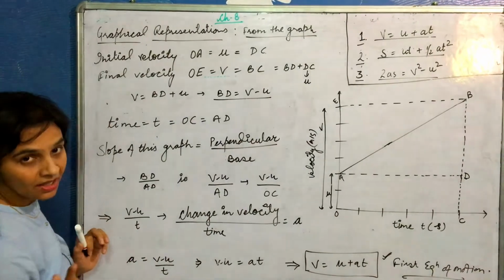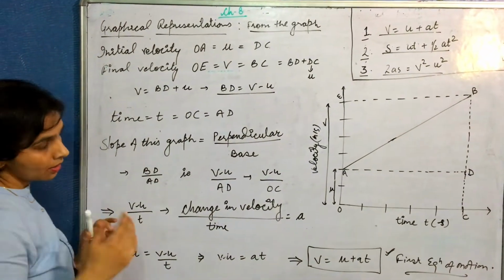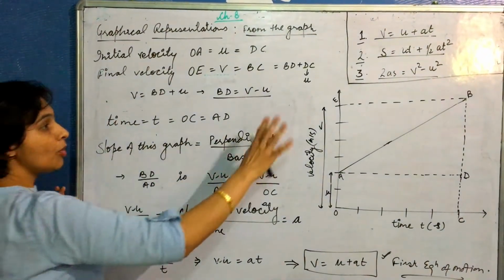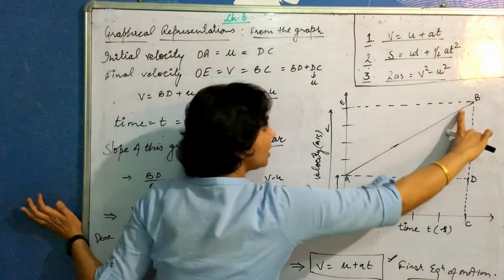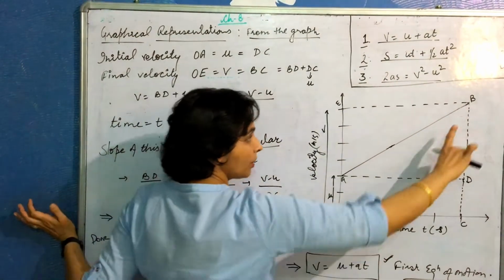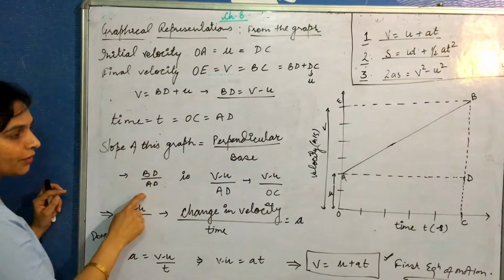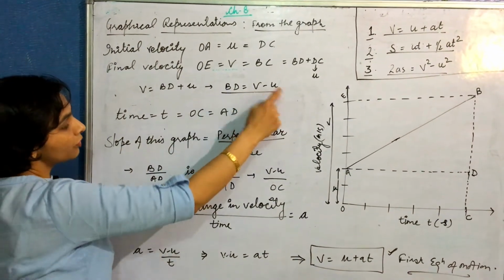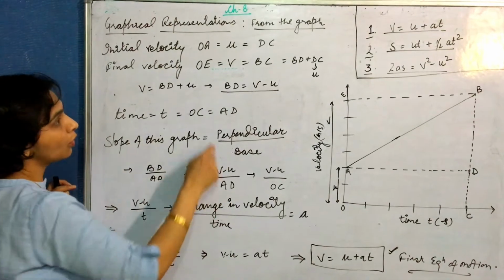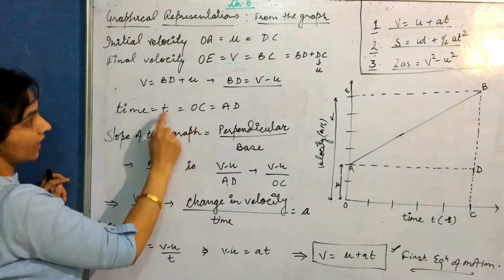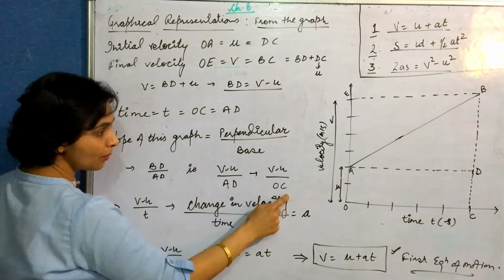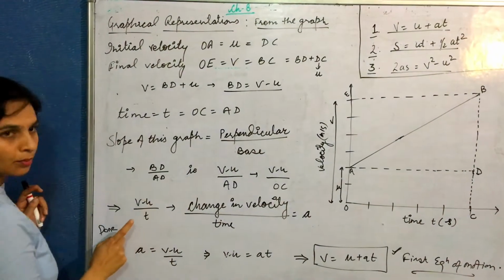Slope of a velocity time graph is what? Acceleration. And slope of any graph is what? Perpendicular upon base. Perpendicular is what? BD. Base is what? AD. BD upon AD. BD you already know, V minus U. AD you know, OC, that is time T. So V minus U upon OC, that is V minus U upon T.